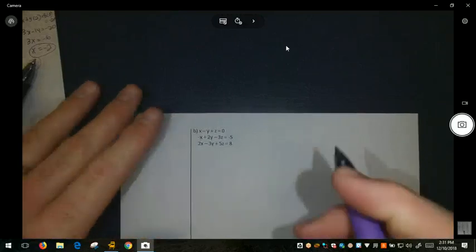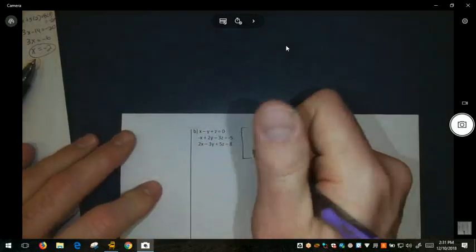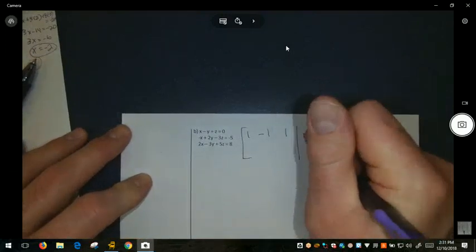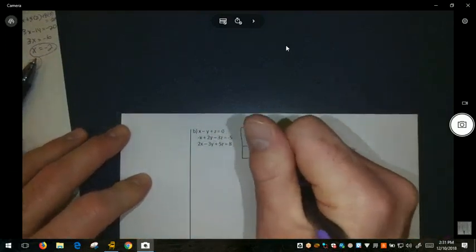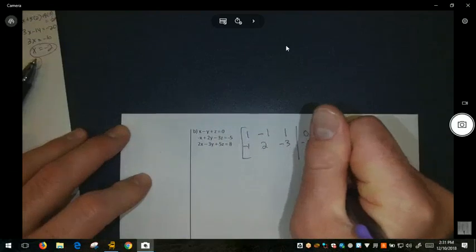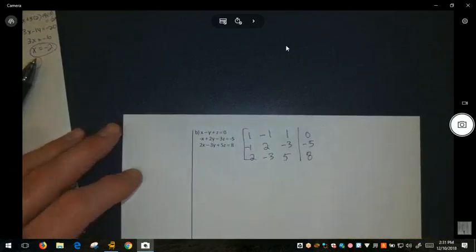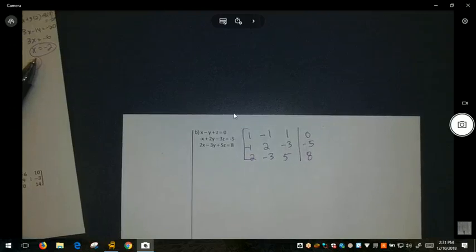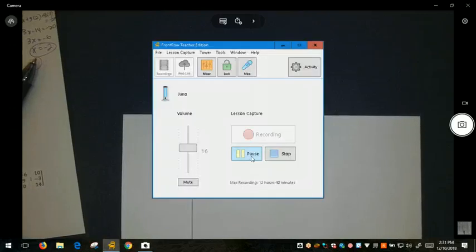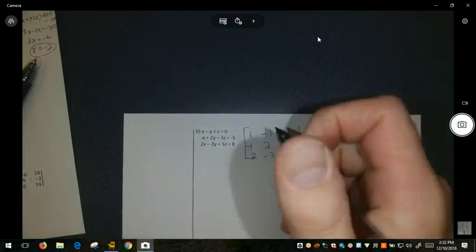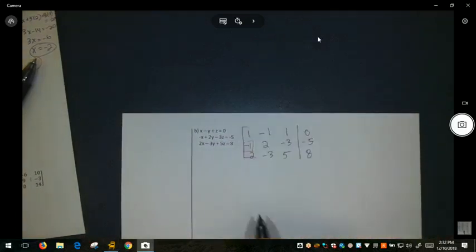All right, so I'm going to leave this in the order it is. I could have moved stuff around, but I don't want to. I've got 1, negative 1, 1, 0, negative 1, 2, negative 3, negative 5, 2, negative 3, 5, 8. All right, so now I am going to just do Gauss for now. I'm going to do the regular Gauss. I'm going to target this, then this, then this.